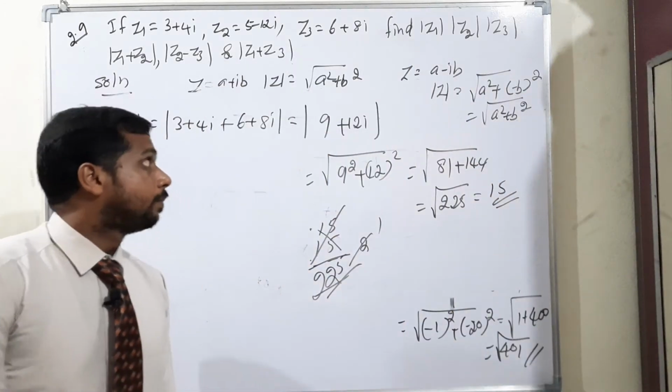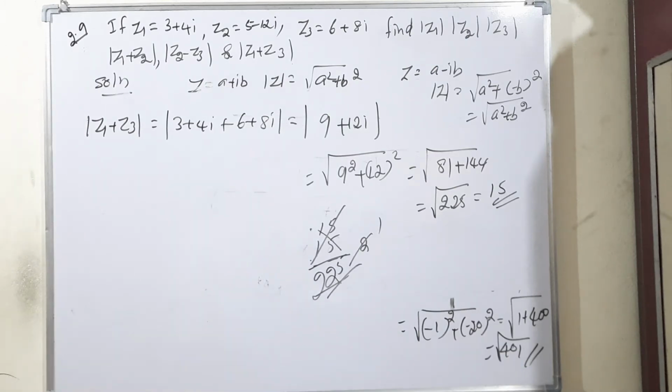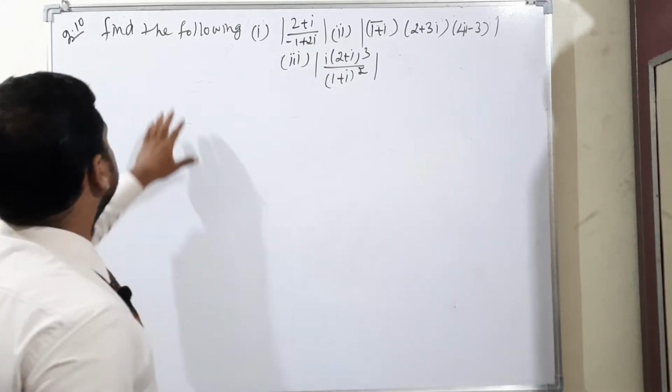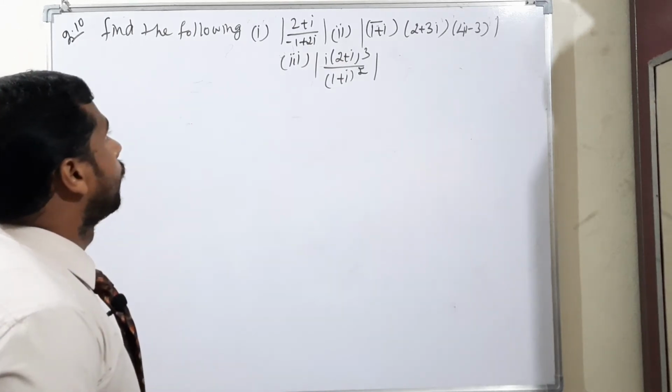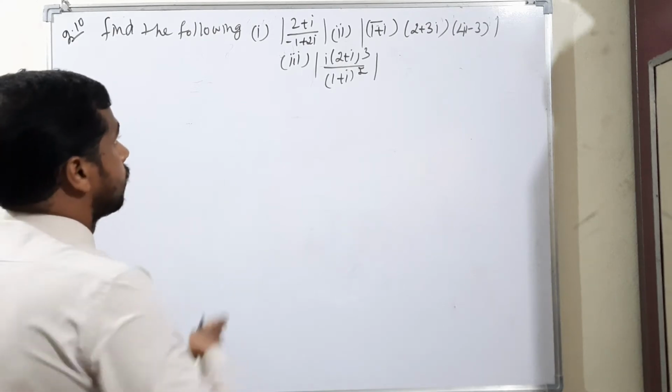Okay. Then I will continue with the next example, 2.10. So I am moving to 2.10. What is the question? Find the following. There are 3 subdivisions. One by one we will see. Okay, question number 1.